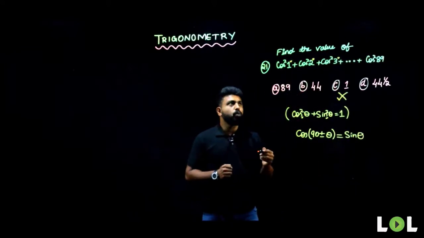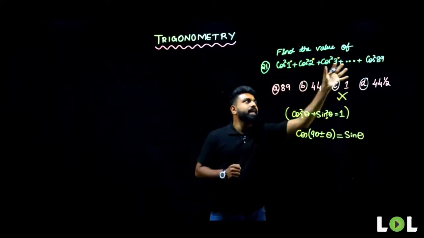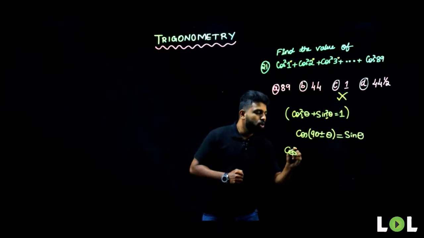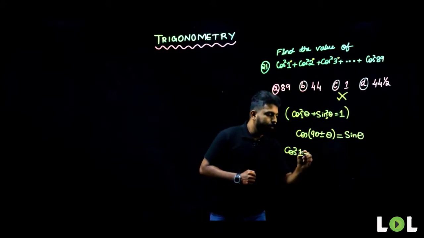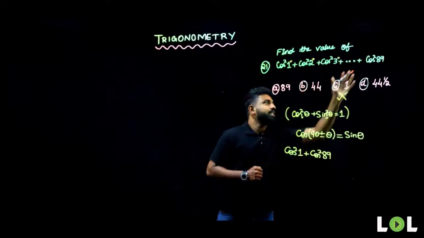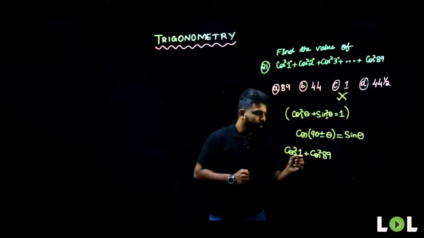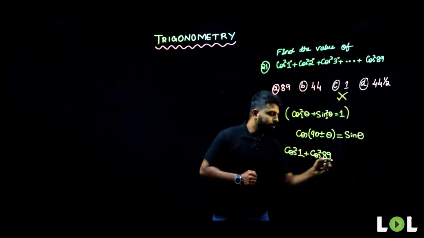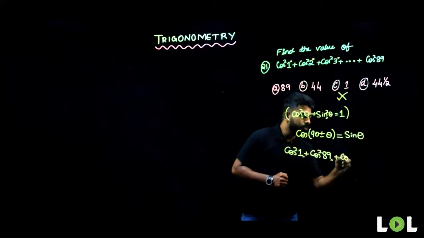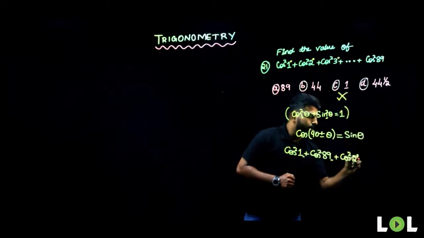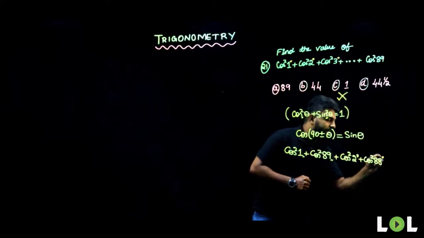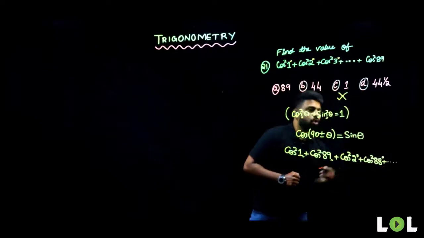So what do we need to do? We need to first rearrange the complementary angles. Which are those? Let me quickly rearrange them. Cos square 1 plus cos square 89. I'm just rearranging the terms in the series because 1 and 89 are nothing but complementary angles. Similarly, which is my next angle? Cos square 2 degrees plus cos square 88 degrees plus so on.